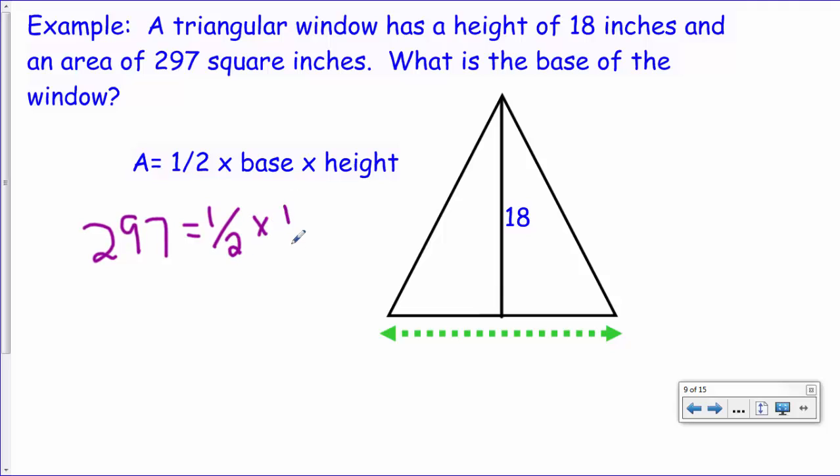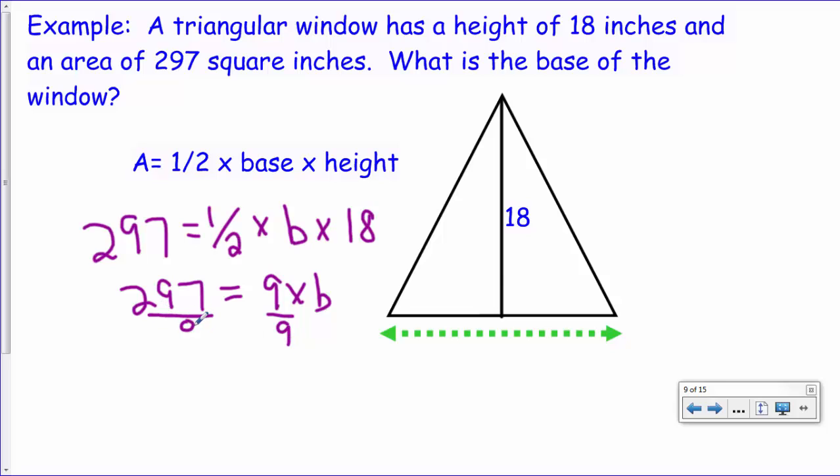We're going to find the base length, use B for base, and 18 is the height. Solve for B. Half of 18, or 1/2 times 18, is 9. So 297 equals 9B, or 9 times B. And then to solve for B, we divide both sides by 9. So our base, B, would equal 33 inches.